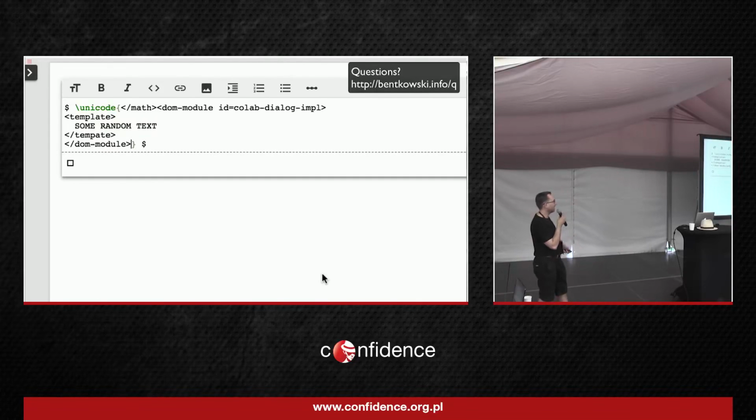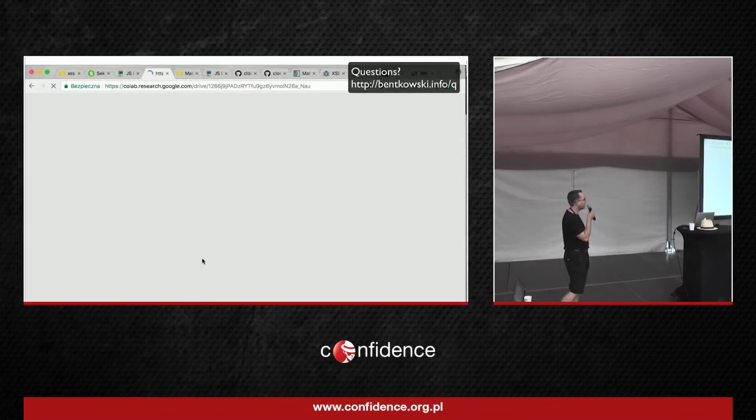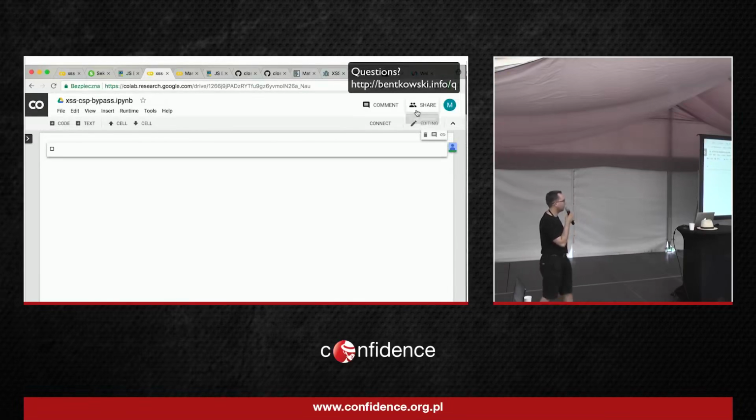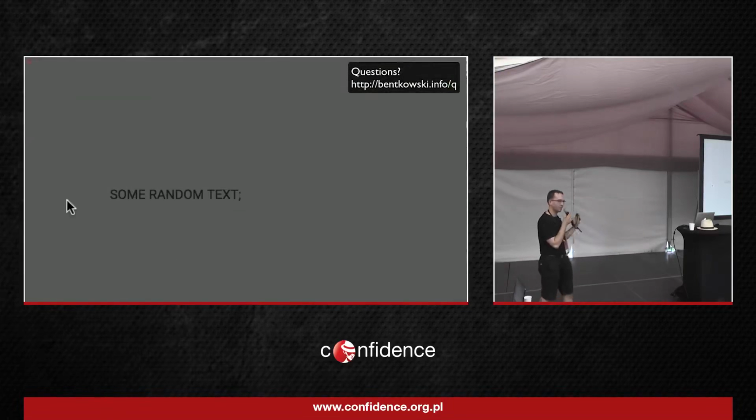And we will see that when we press the share button, then we will not see the original share button window, but we will see just some random text. Let's have a look. I need to refresh the page, then press the share button, and as you can see, there is some random text. So I was actually able to bypass the original element of collab dialog imp.